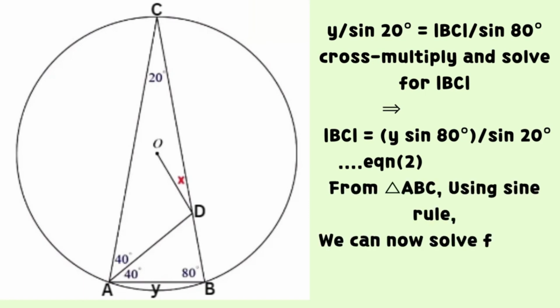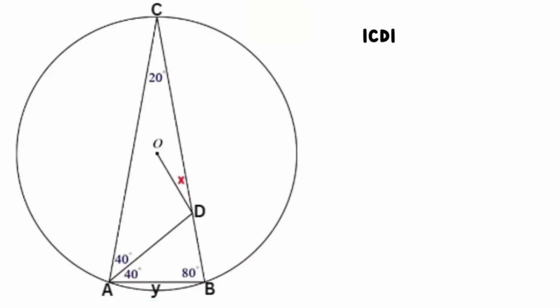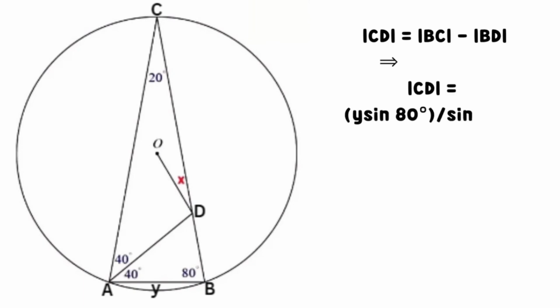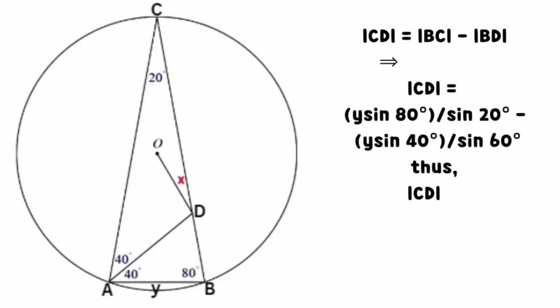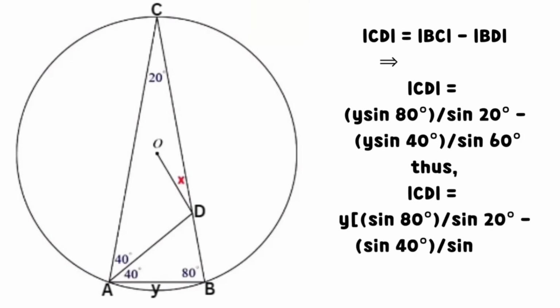From triangle ABC, using the sine rule, we can now solve for the length of line CD. Thus, the length of line CD equals the sum of the length of line BC and BD. We substitute the values for the length of line BC and BD, respectively, that we obtained earlier and simplify in the equation for CD, which we call equation 3.